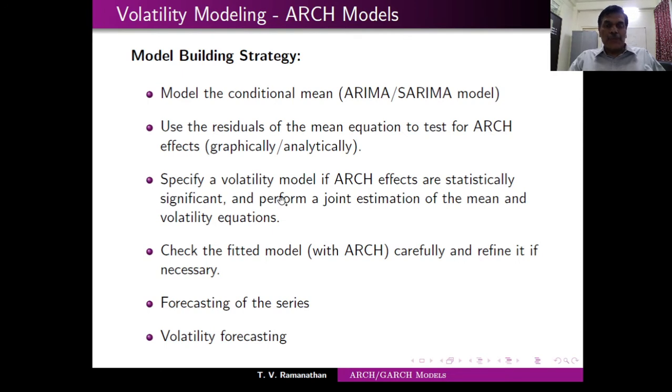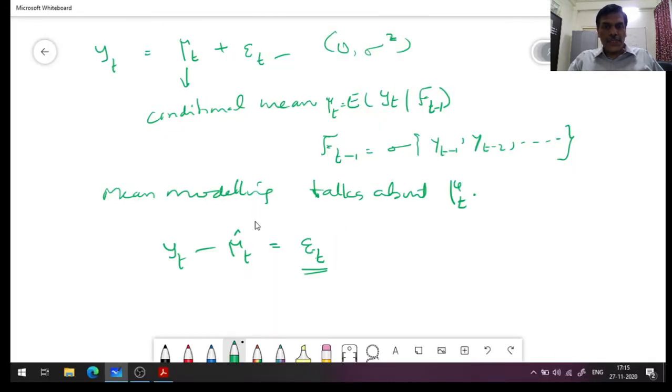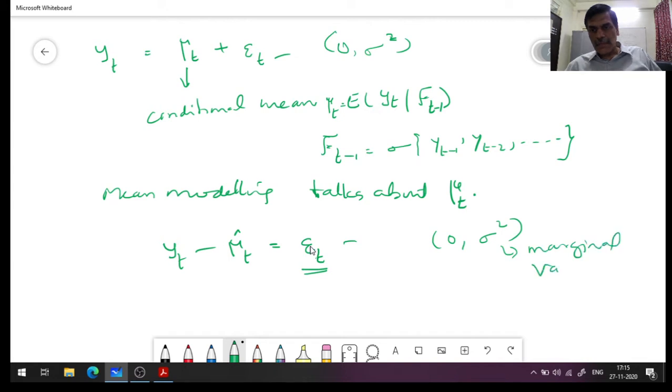Okay. Now, how do you know that we need to go for the variance modeling or the conditional variance modeling? For that they use this residual. See, this is our residual, this epsilon_t, and as per the assumption, you have 0, sigma squared is the variance. This is the marginal variance, which means the expected value of epsilon_t squared.